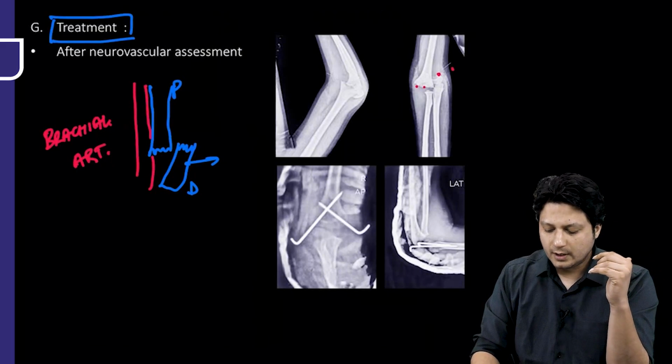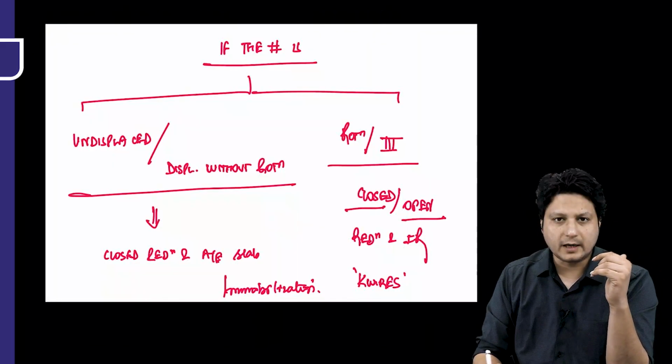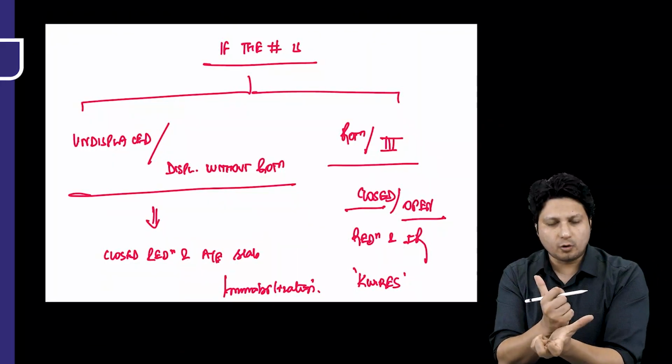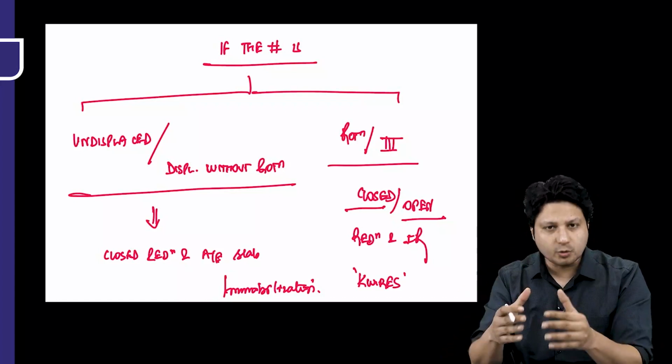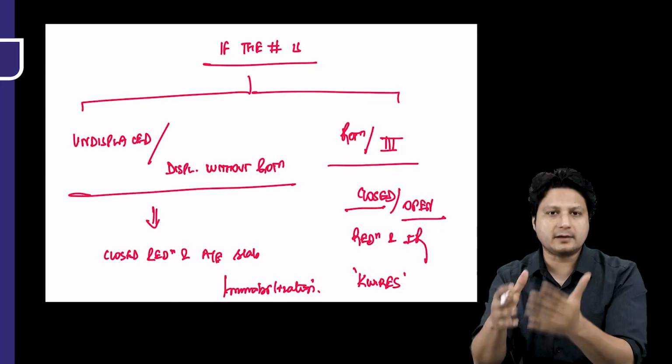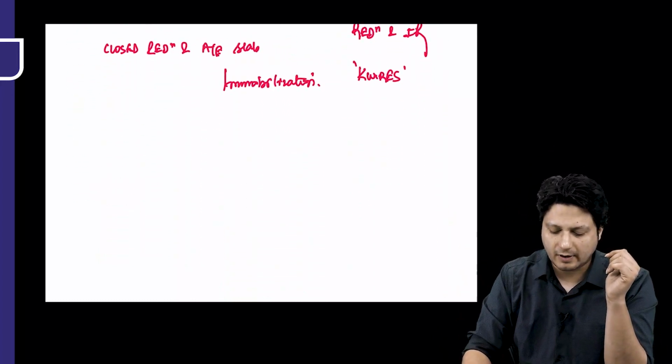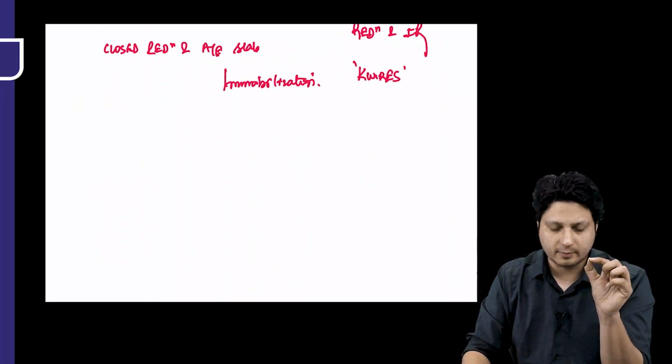Now, as I told you, closed or open, don't try too long: if it is not getting reduced by the maneuver that you have applied, then you have to open the fracture site, reduce it under the influence of the instruments, and then directly put the K-wire fixation for them. So that is the management protocol.